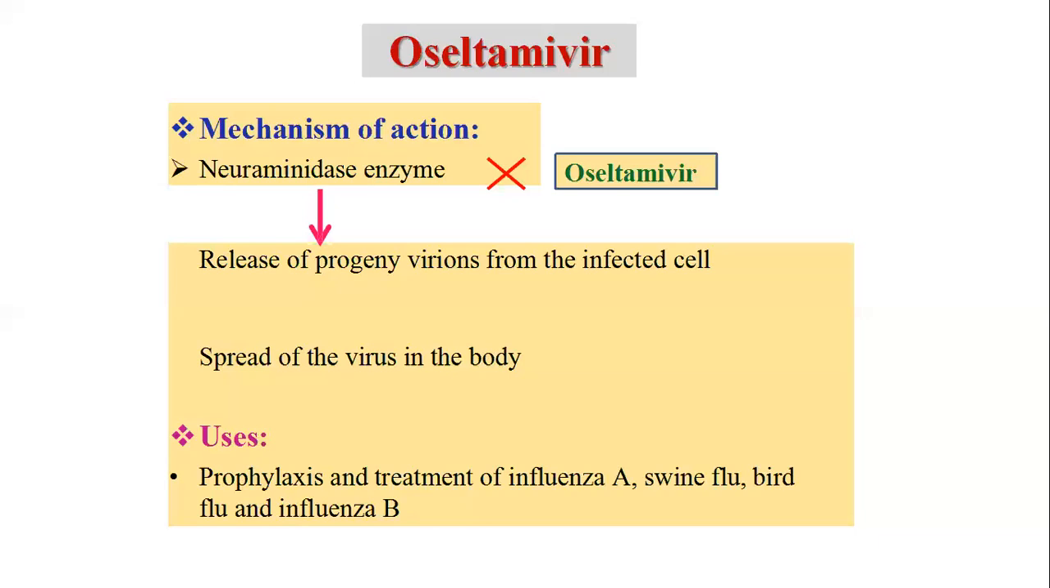So the uses are prophylaxis and treatment of influenza virus A, swine flu, bird flu, along with influenza virus B, so that we can compare that oseltamivir is a more potent antiviral drug than amantadine or rimantadine.